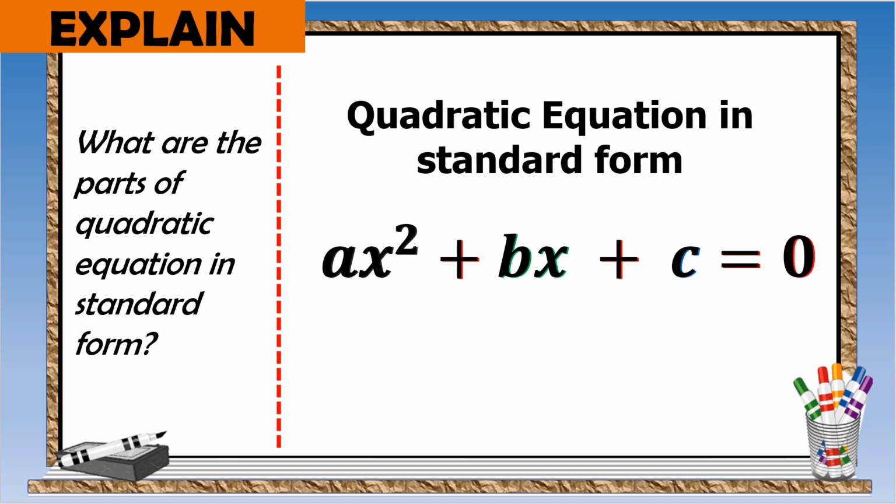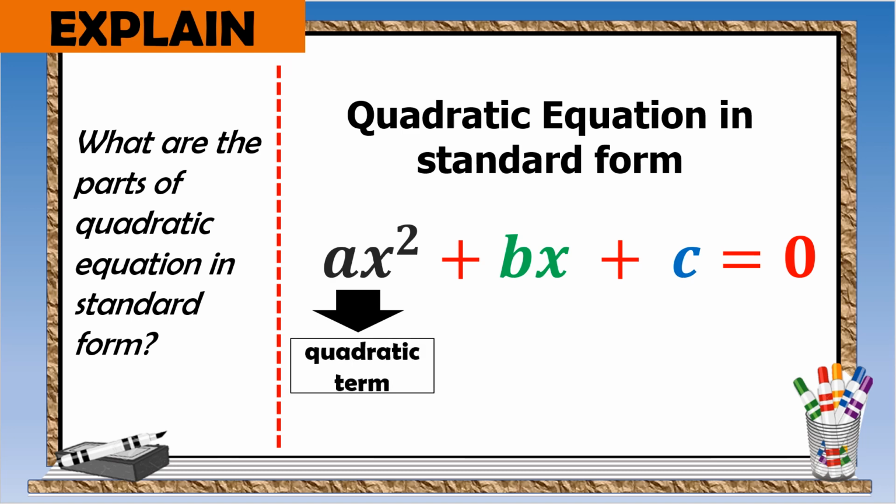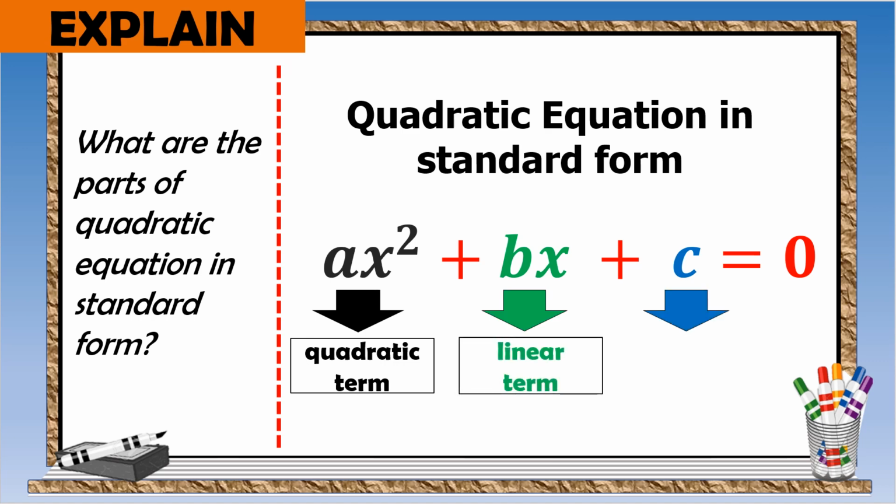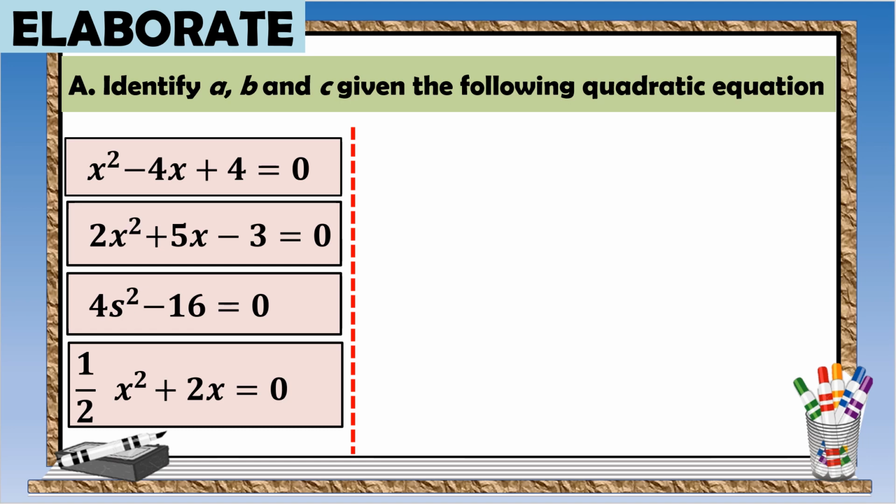We are going to identify the parts of a quadratic equation so that you can identify the values of a, b, and c. So ax squared, which is the first term, is what we call the quadratic term. Then the second term, bx, is the linear term, and c is what we call the constant term. In identifying a, b, and c, you are just going to get the coefficient of each term. So now let us identify a, b, and c given the following equations.